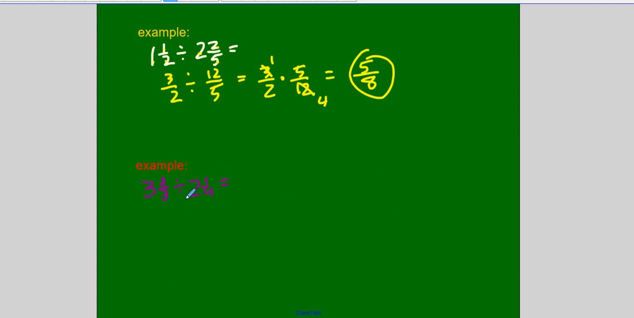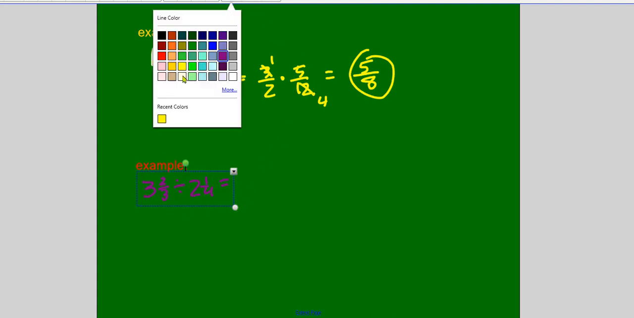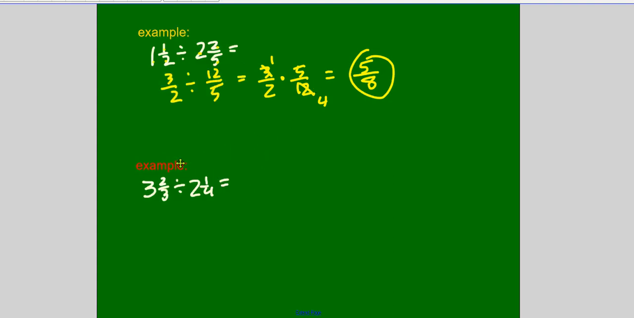And our last example here, I don't like that color, let me change that to white so I can see a little better. Alright, so we have 3 and 2/3 divided by 2 and a quarter. Well, I'm going to change these both to improper fractions. 3 times 3 is 9 plus 2 is 11. So that's 11/3 divided by 2 times 4 is 8 plus 1 is 9, so we have 9 over 4.